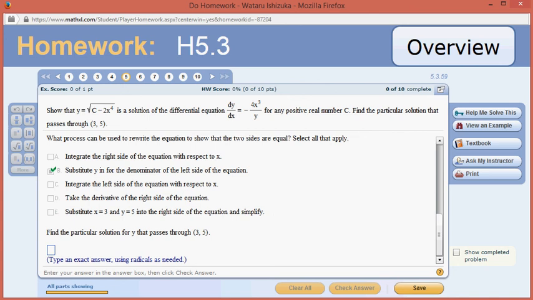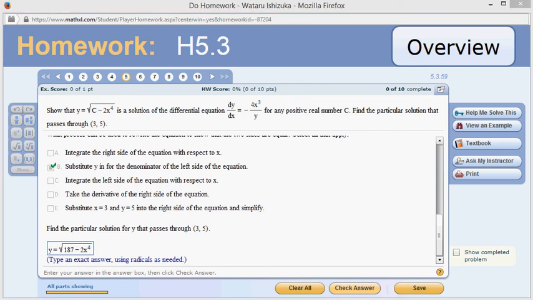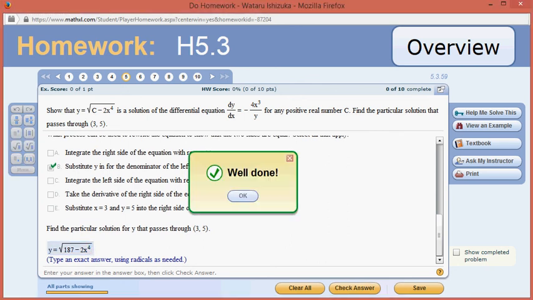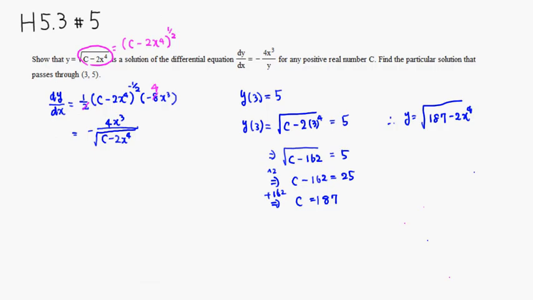Alright, so let's type that in. So y equals square root of 187. Oh, was it 187? Yep. Minus 2x to the 4th power. Alright, let's check the answer. Alright, we got that. Alright, that's it. I hope that this was clear.